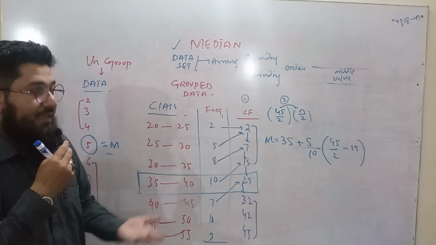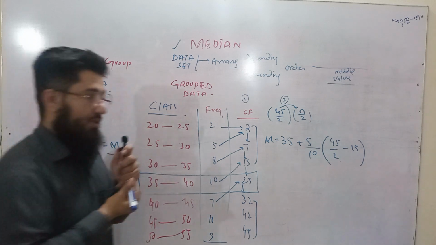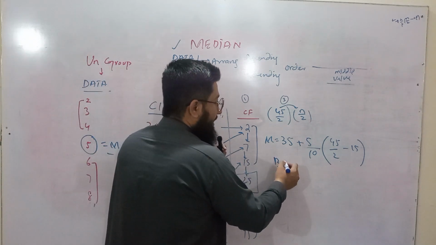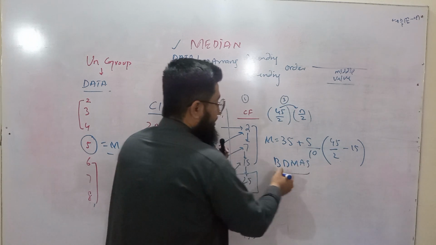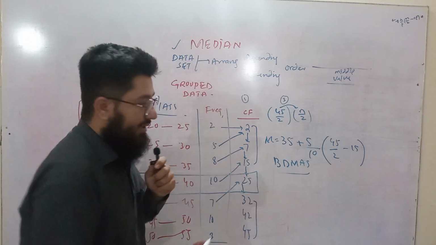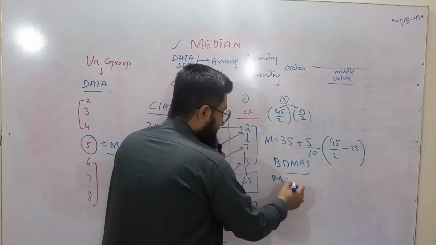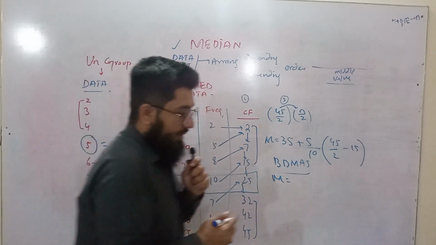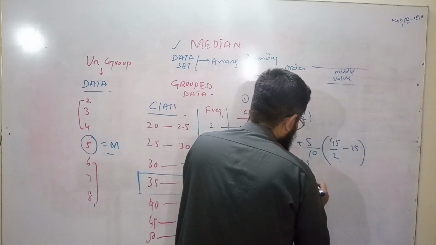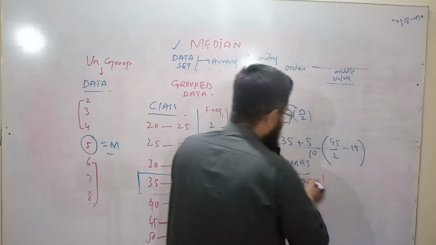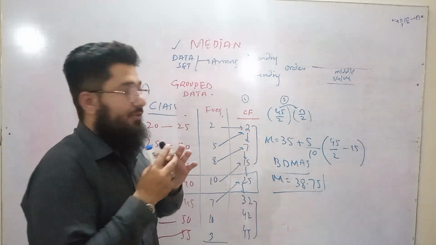Now just follow the rule, that is first of all solve the bracket, then division, multiplication, addition, subtraction. So solve it. At the end, you will get the value that is the median. The exact median of this group data will be 38.75. Oh, sorry, 38.75. So this will be the median of this particular data. Solve it yourself and you will get it.